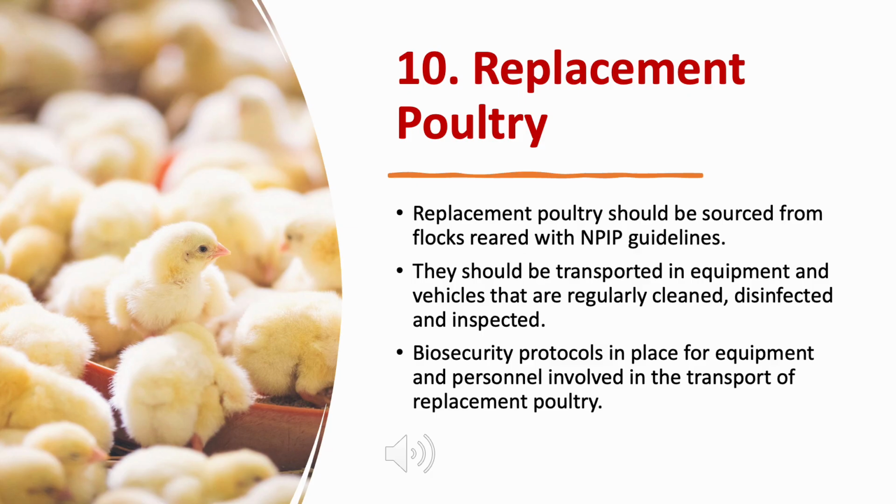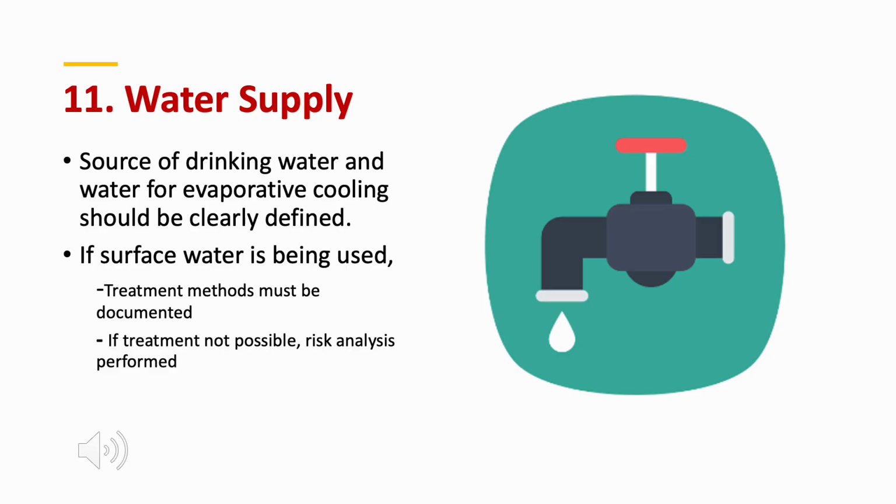10. Replacement poultry. Replacement poultry should be sourced from flocks reared with NPIP guidelines. They should be transported in equipment and vehicles that are regularly cleaned, disinfected, and inspected. Biosecurity protocols should be in place for equipment and personnel involved in the transport of replacement poultry. 11. Water supply. The source of drinking water and water for evaporative cooling should be clearly defined. If surface water is being used, treatment methods must be documented, and if treatment of the water is not possible, risk analysis should be performed.